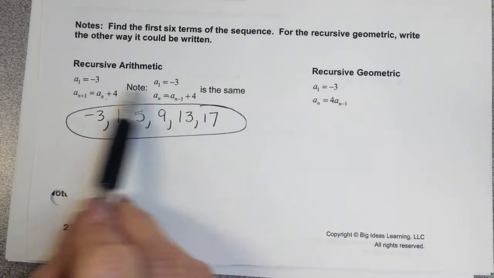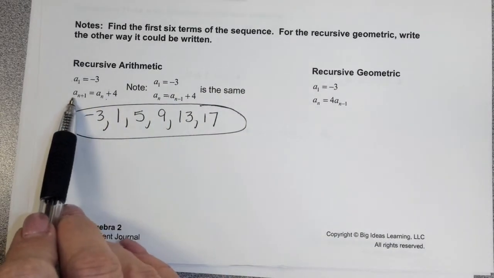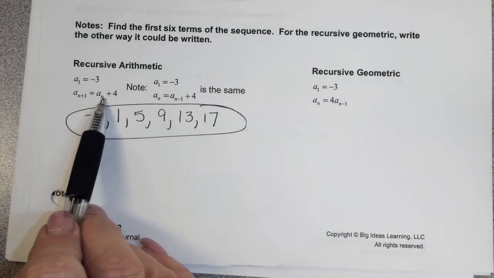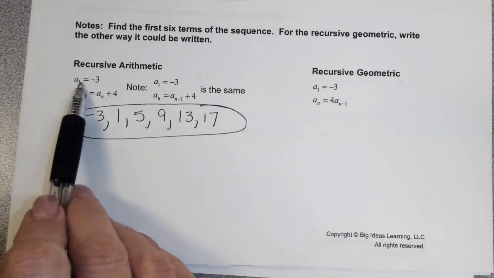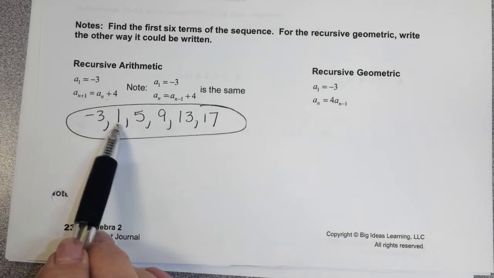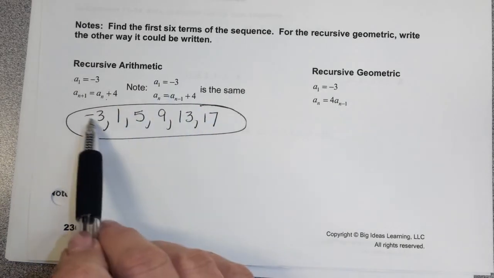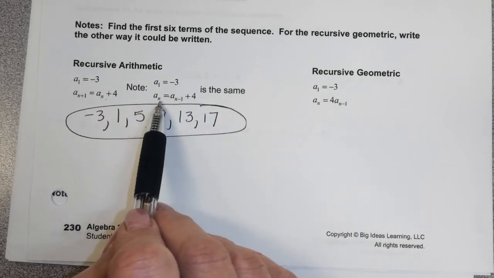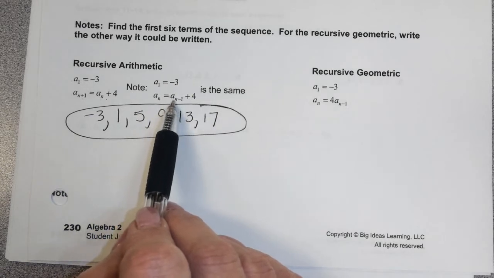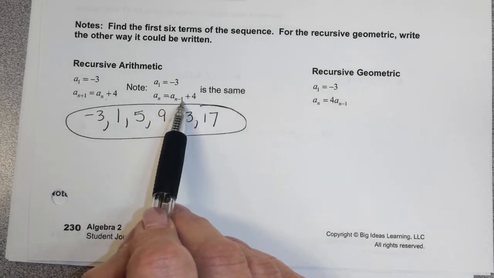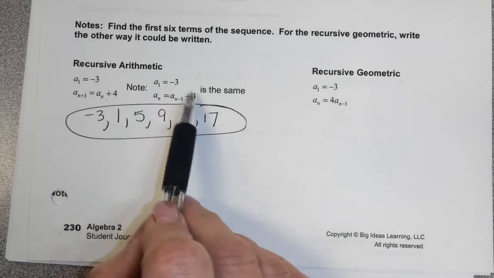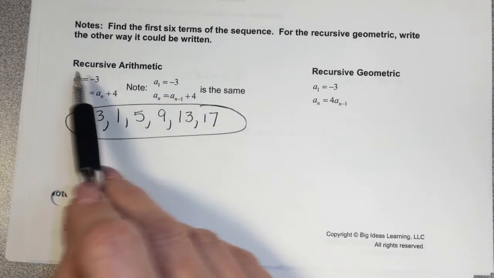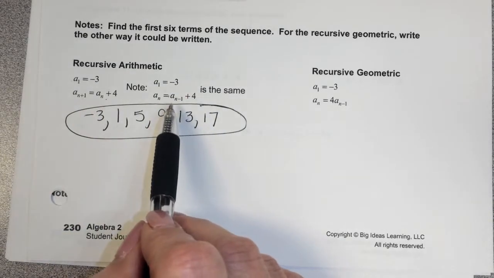These two mean the same thing. See, in this case, a sub 2, n would be 1. So I take a sub 1 and I add 4 to it. This one is saying a sub 1 is negative 3. A sub 2 is equal to, n is 2, 2 minus 1 is 1, a sub 1 was negative 3, plus 4. So they mean exactly the same thing.